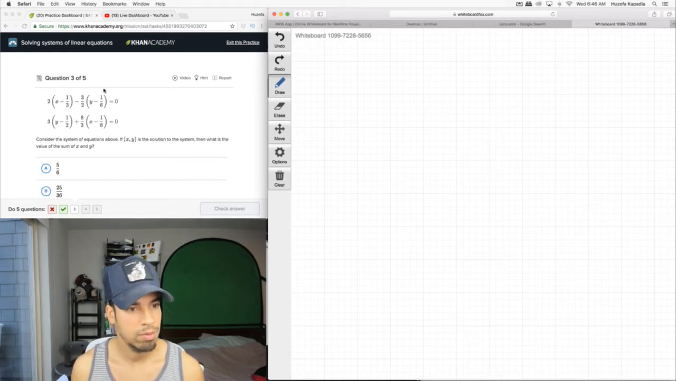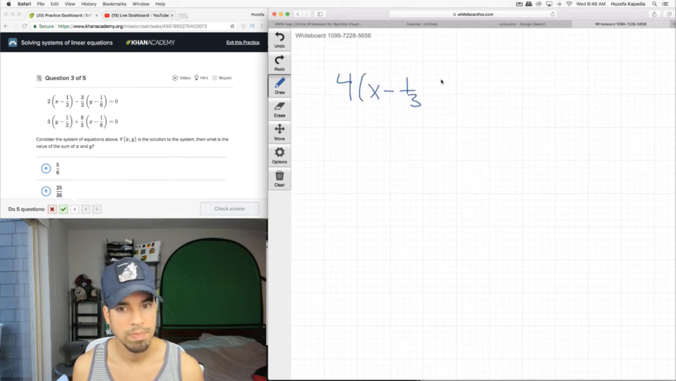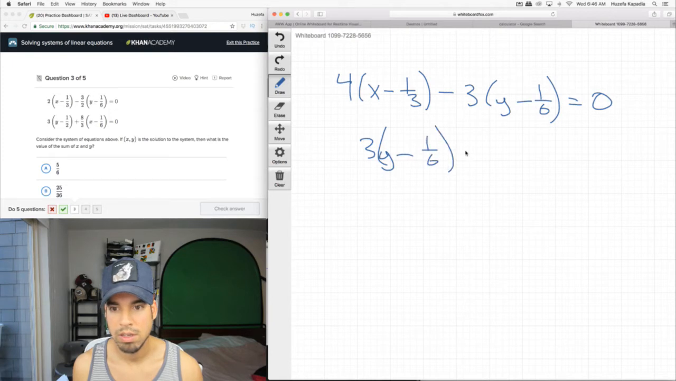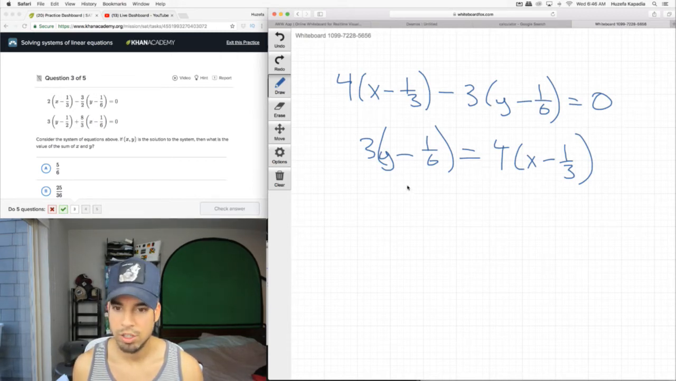All right, first of all, I'm going to get rid of the fraction. So this is going to be my approach. I'm going to multiply this guy by 2. So it's going to be 4 times x minus 1/3 minus 3 times y minus 1/6 equals 0. And then let's go ahead and solve this way. So I'm going to say 3 times y minus 1/6 equals 4 times x minus 1/3.